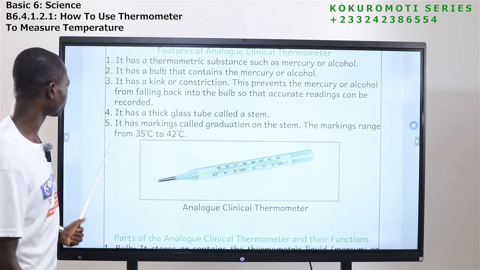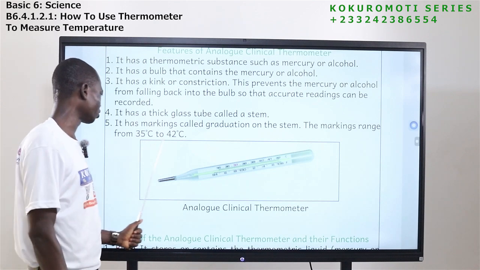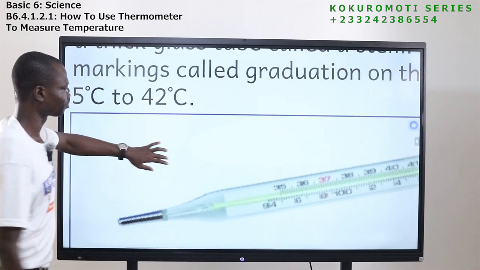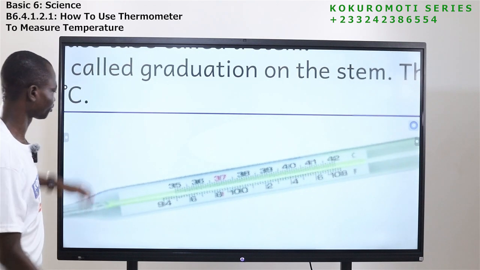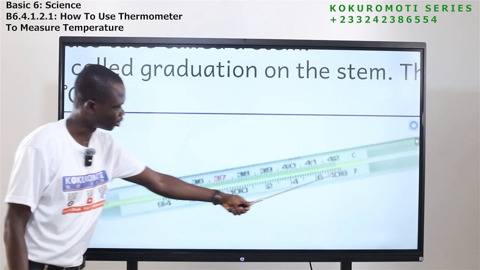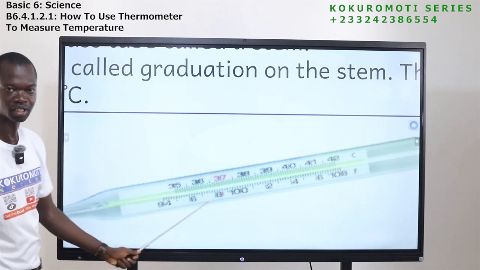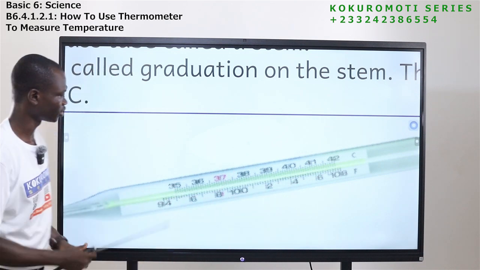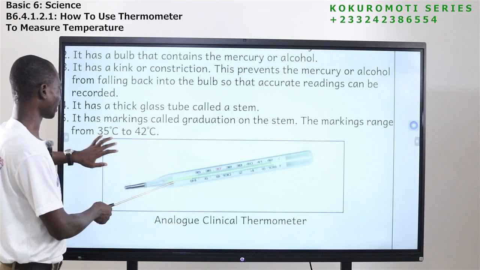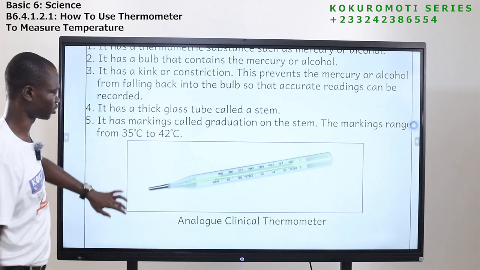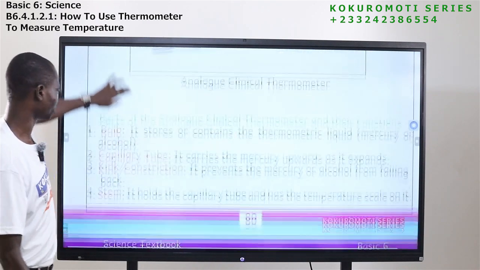Five, it has markings called graduations on the stem. The marking ranges from 35 degrees Celsius to 42 degrees Celsius. So with analog, these are the markings, what we call the graduation. Have you seen it? We call the markings what? Graduations. So the range is from 35 degrees Celsius to 42 degrees Celsius. So that is analog for you.